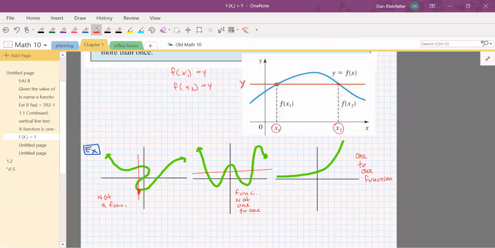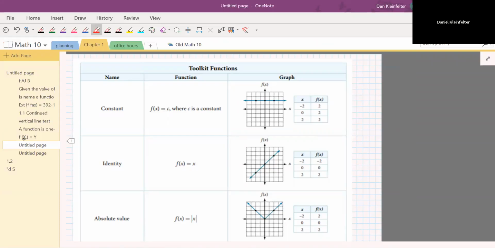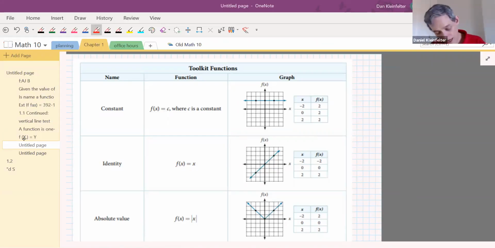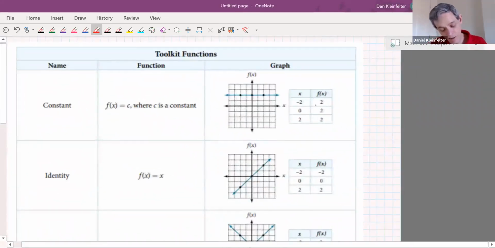All right, so we just have 2 slides left for this section. The last part is that our book features a couple of commonly used functions. First of all, a constant function, which, as the name implies, means that the values of the function never change. In this case, it's f of x equals 2. No matter what x value you plug in, you're going to get a y value of 2 out. f of x equals a constant.